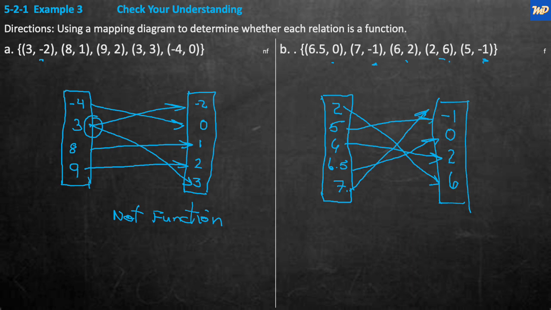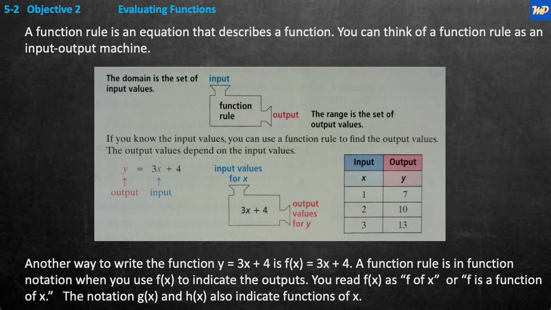Okay, so is this a function? Well, at no time are there two lines coming from any one of the inputs. So right off the bat, it does not matter how many times a value is used on the range side. As you see here, the -1 is used twice: 5 goes to -1 and 7 goes to -1. But there are no inputs that have two lines coming from them. So this is a function. Yes.